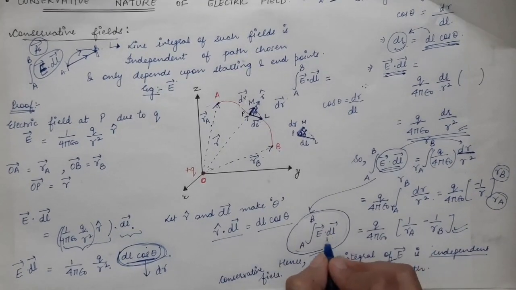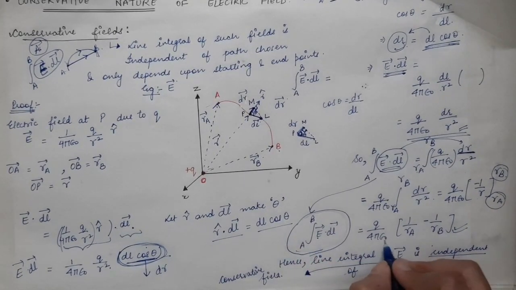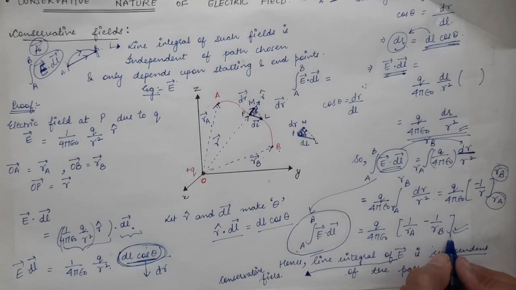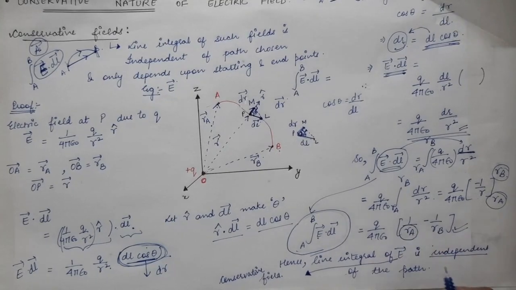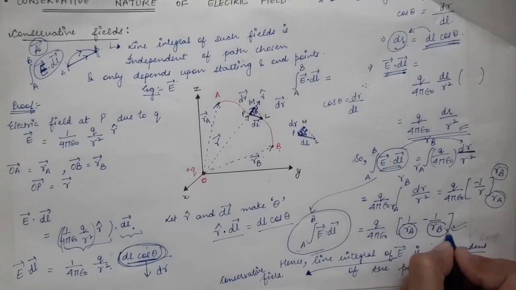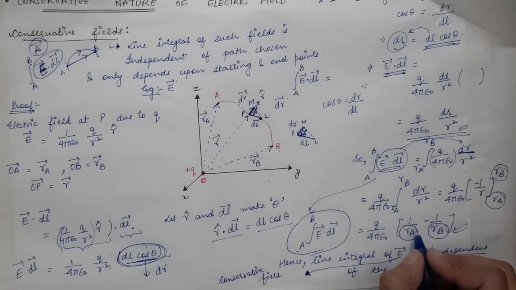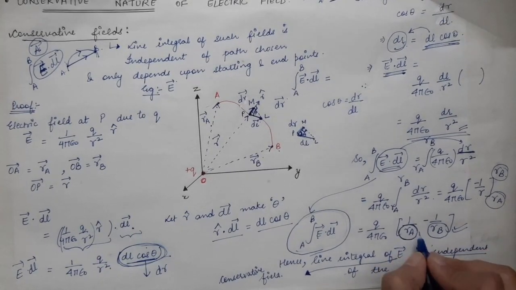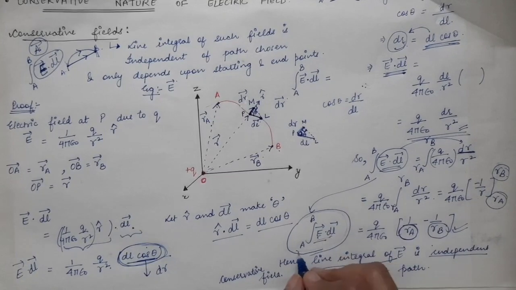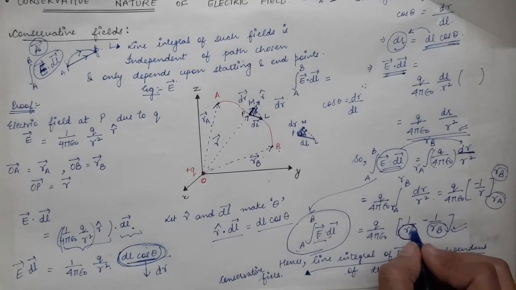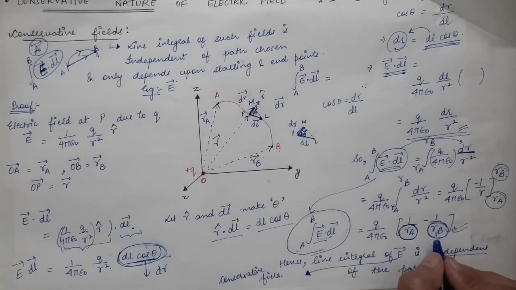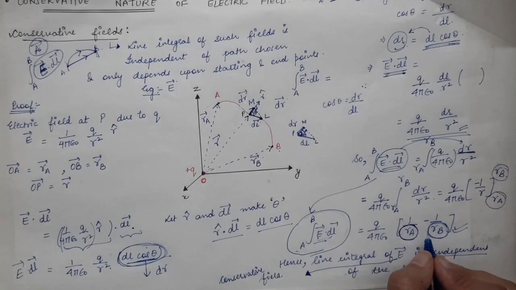So you can clearly see that the line integration of E vector is independent of the path chosen. It just depends upon the starting point and the end point. There is no dependence upon the path which is chosen. So we can choose any random path, but over here we have to see that this line integration depends only on the starting and the end point, and it is independent of the path which is chosen.